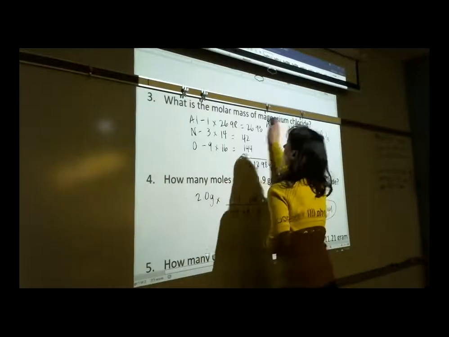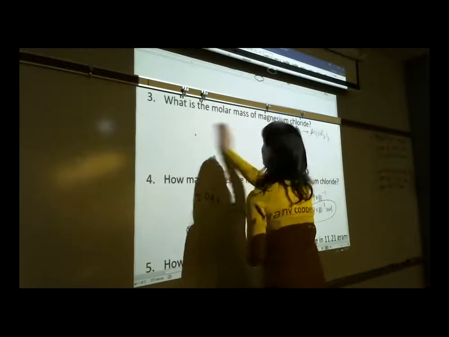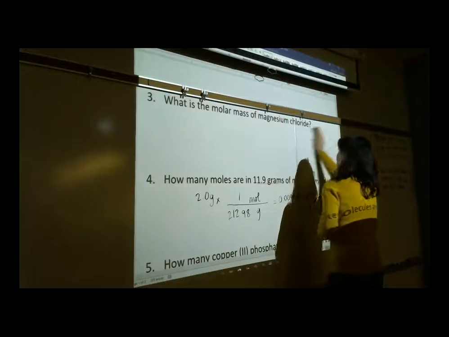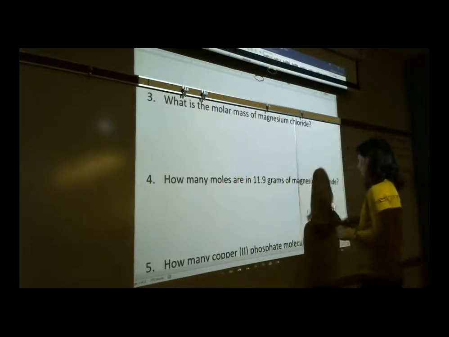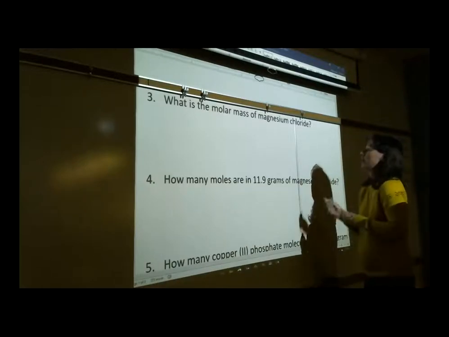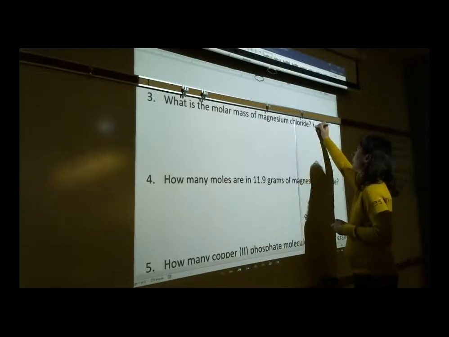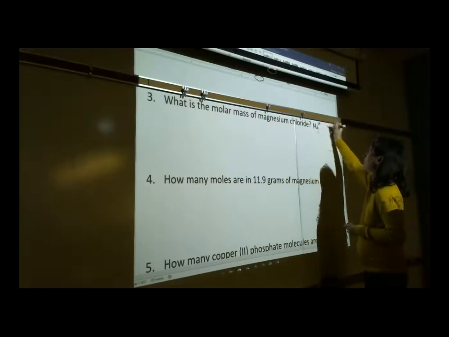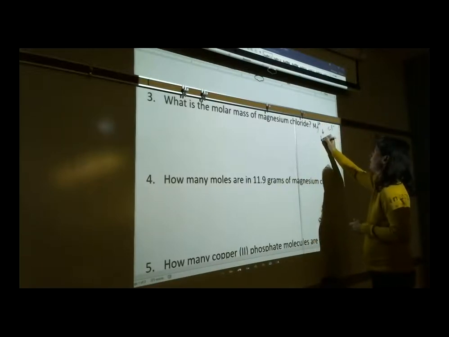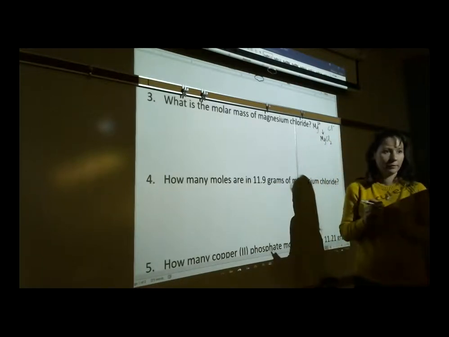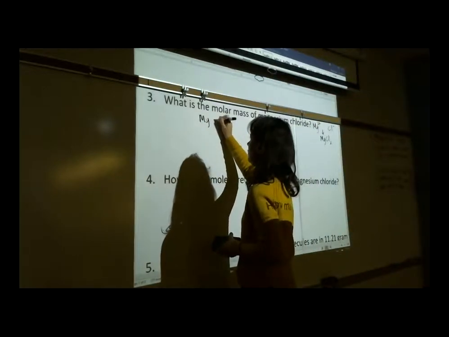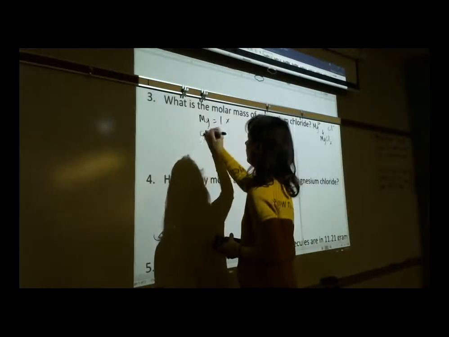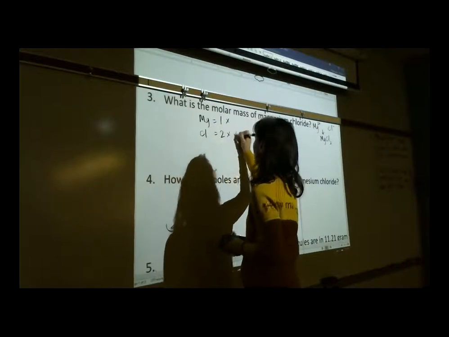All right, what's the molar mass of magnesium chloride? So first thing you need is the formula for magnesium chloride, right? You can't do this without the formula. Magnesium chloride has the formula, well, let's figure it out. Mg2+ and Cl- gives me MgCl2, right? Do we agree? So magnesium, there's 1, and chlorine, there are 2.